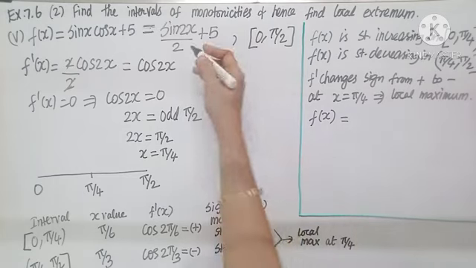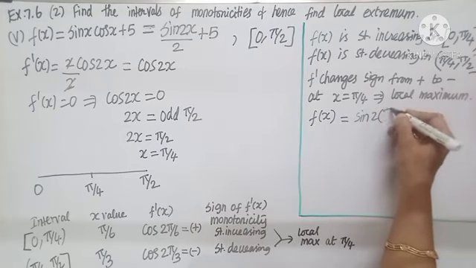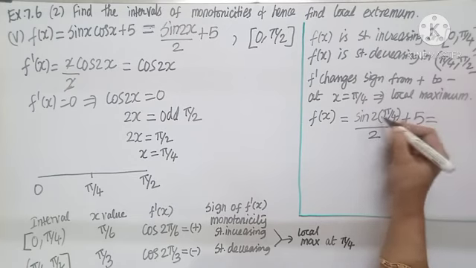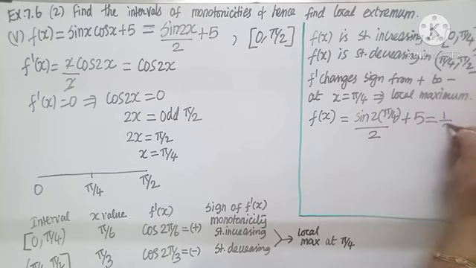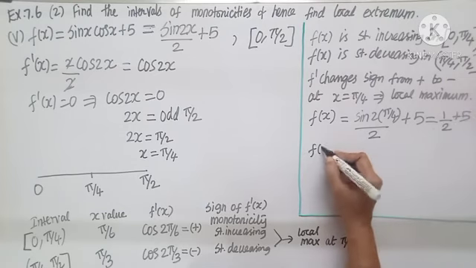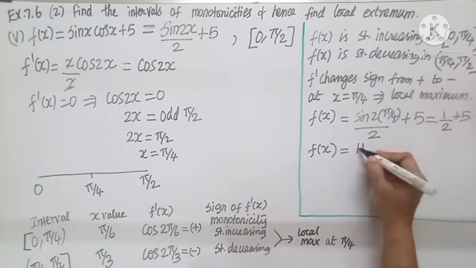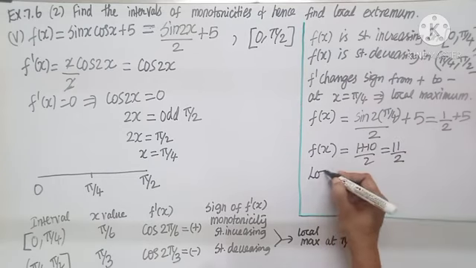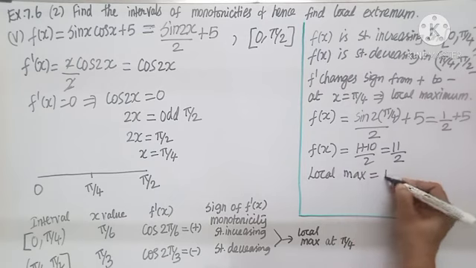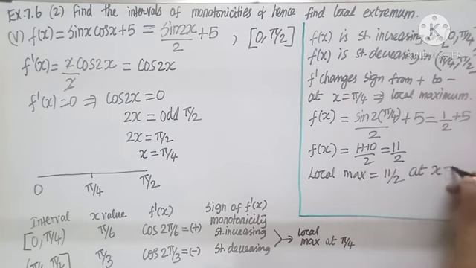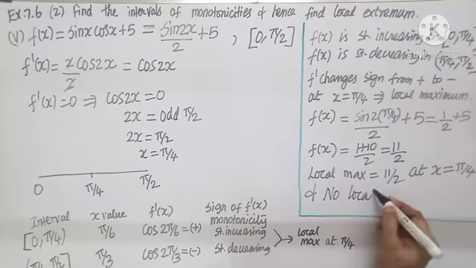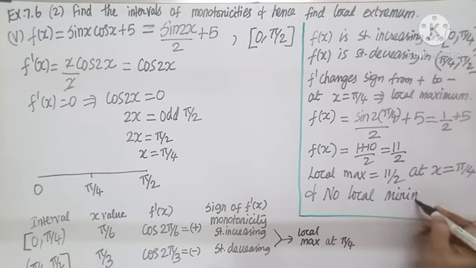F of x is equal to sine 2 into pi by 4 by 2 plus 5. Sine 90 will become 1 by 2 plus 5. Taking LCM, it is 1 plus 10 by 2, or it is 11 by 2. So local maximum equal to 11 by 2 at x is equal to pi by 4, and in this question also there is no local minimum, and that is the answer.